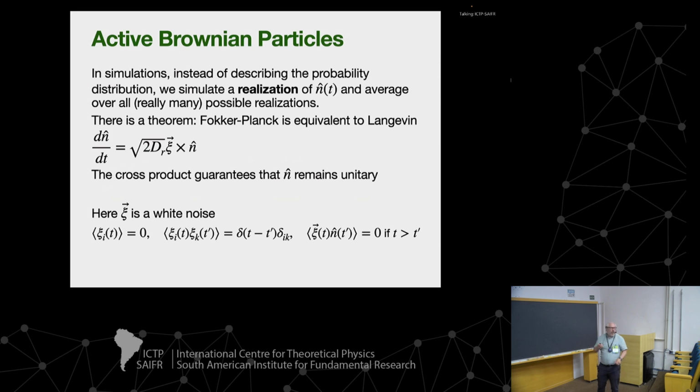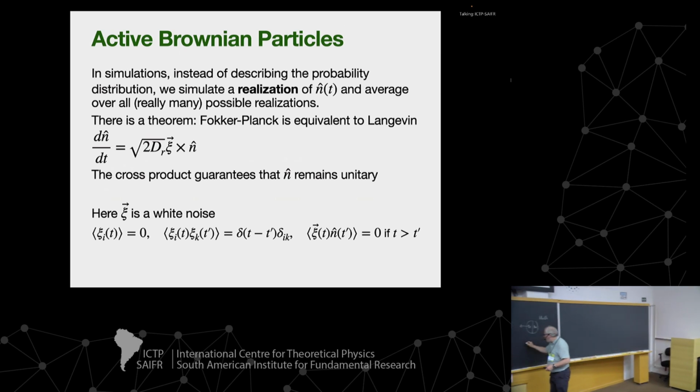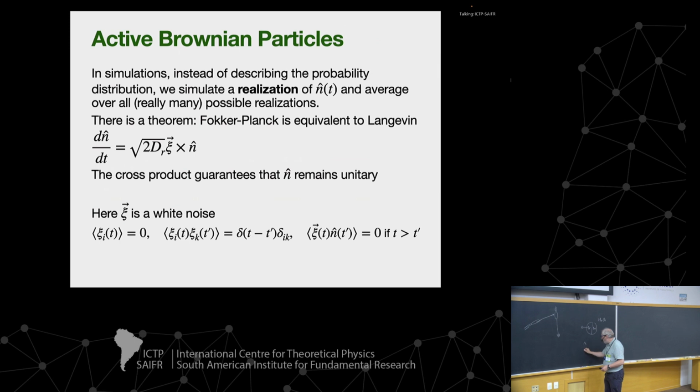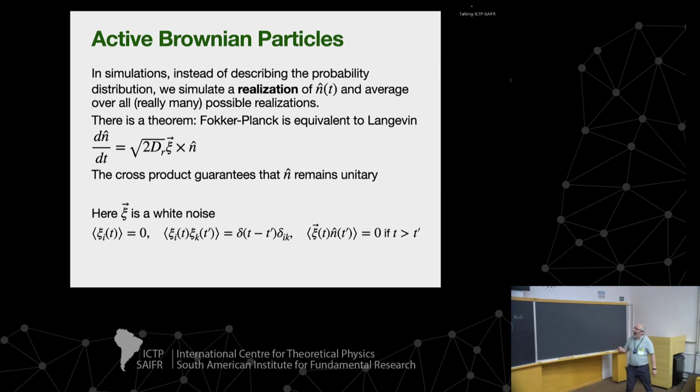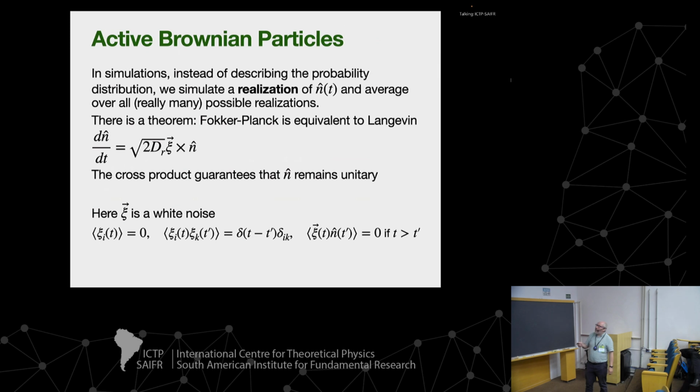The director is evolving in time with an intensity that is the diffusion coefficient times a noise. See, here is a noise term. It's a white noise, cross n. So Julia used that for the cross product, and I'm going to use that. Okay? So it's the same thing. And the cross product here, you know from, I don't know, mechanics, guarantees that n is unitary all the time.